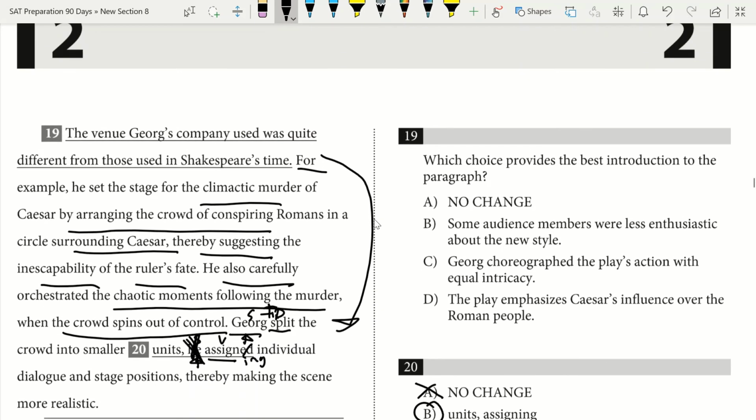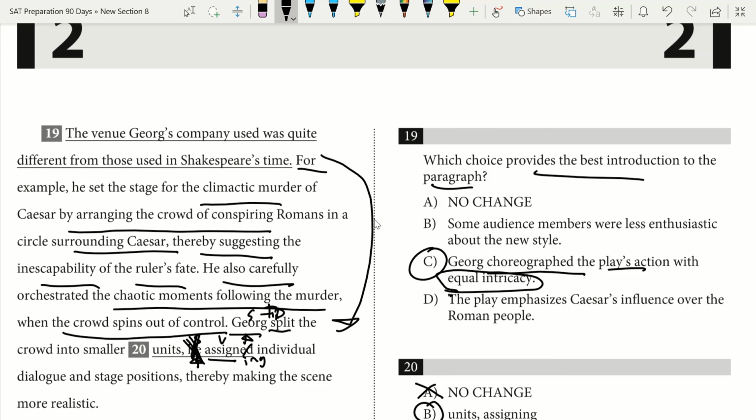At this point, we can go back and answer 19. So what's providing the best introduction for the paragraph? Well, in this paragraph, what we're really talking about is George choreographing the play's action with that same sort of intricacy that he uses for directing it, okay?